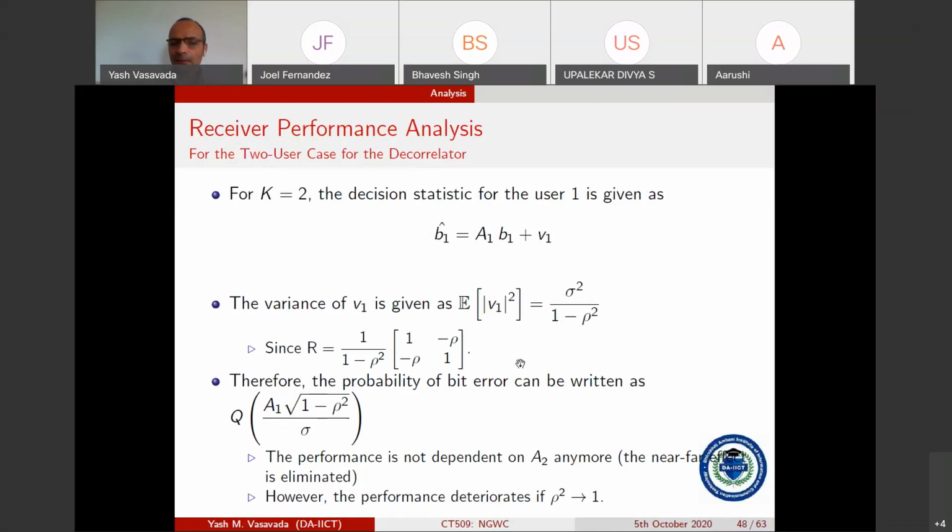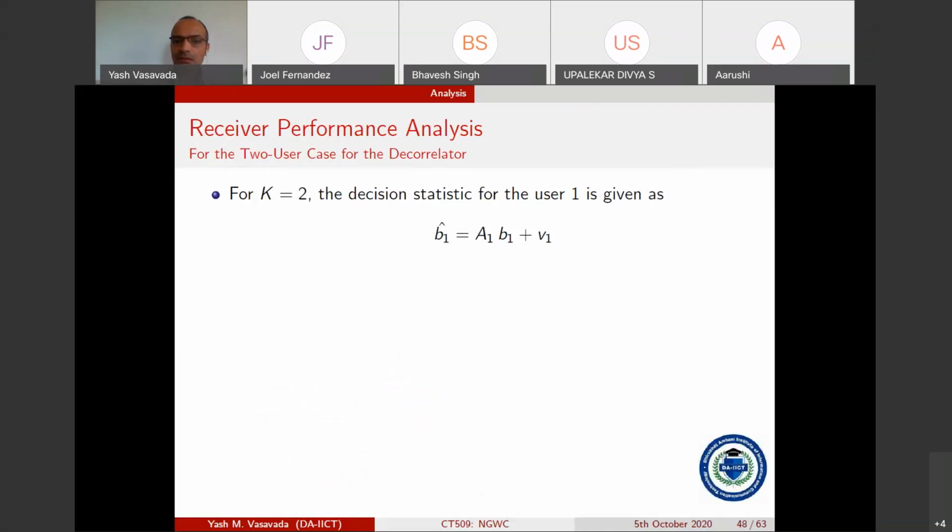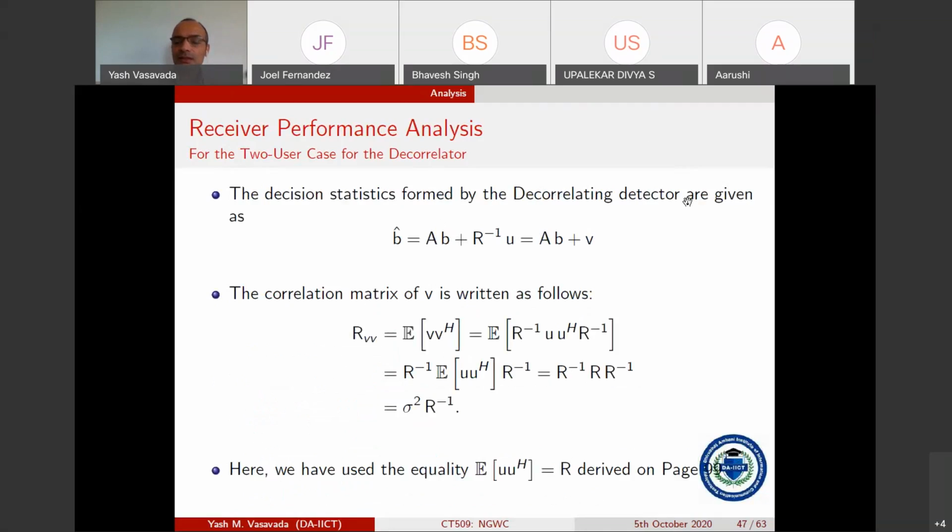Does this make sense? How we got here? So can you repeat the third point? Okay, we are looking at decorrelating detector performance. And for the decorrelating detector, the interference is not present at all. B hat is just A times B plus V. The R matrix has gone away in the A times B term. The R matrix is present in V. And therefore, the covariance of V is sigma square R inverse.